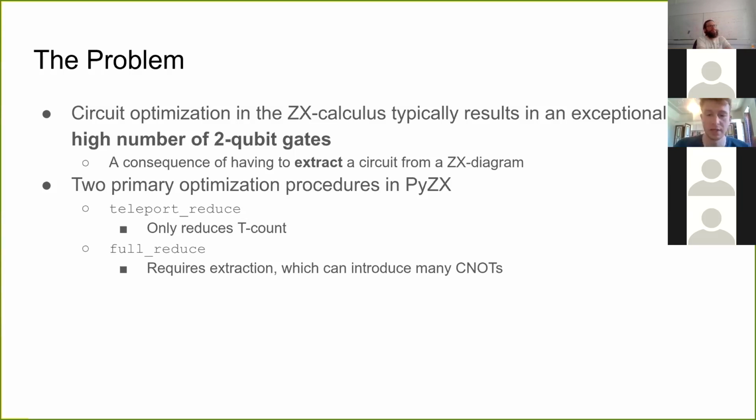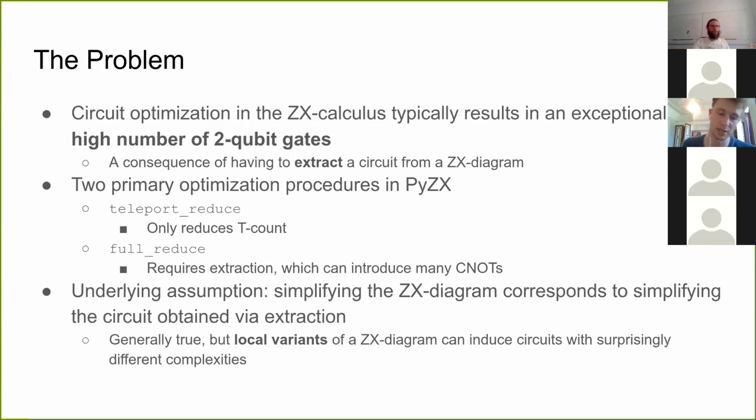More specifically, this manifests in two methods. The first is teleport reduce, which only affects the T count. So you don't get any optimization in the original number of CNOTs or two qubit gates. And then full reduce, it can actually increase the number of two qubit gates by virtue of its necessity for extraction.